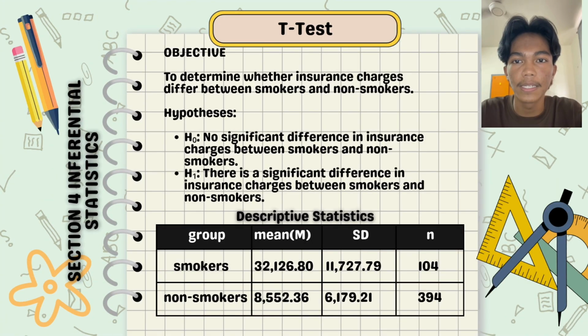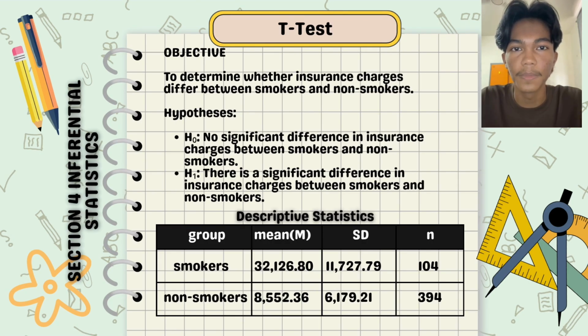Next, I will present the inferential statistic analysis using the independent sample t-test. The objective or purpose of this test was to determine whether there is a significant difference in insurance charge between smokers and non-smokers. Next, for the hypothesis, the null hypothesis states there is no significant difference in insurance charge between smokers and non-smokers. Meanwhile, the alternative hypothesis states that there is a significant difference between the two groups.